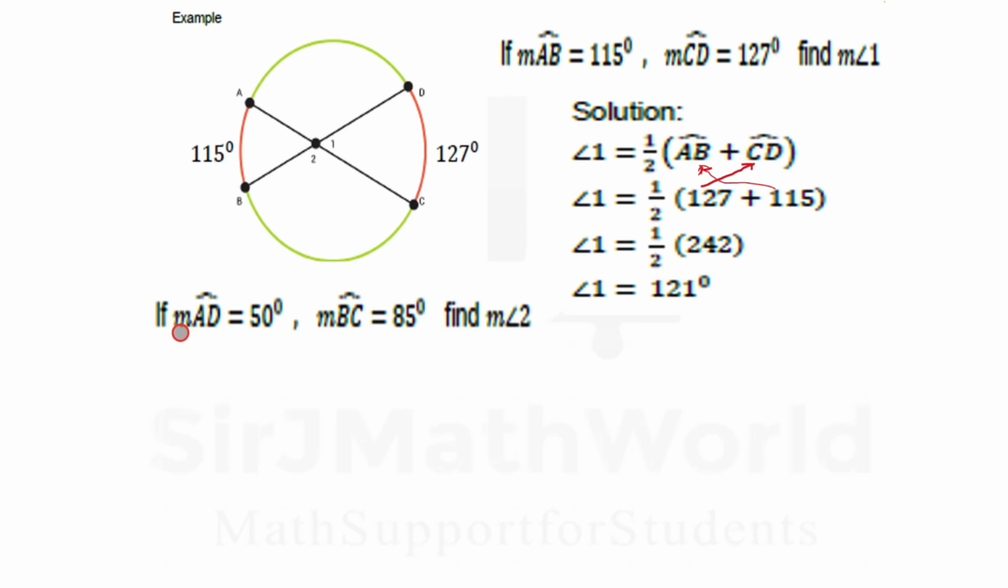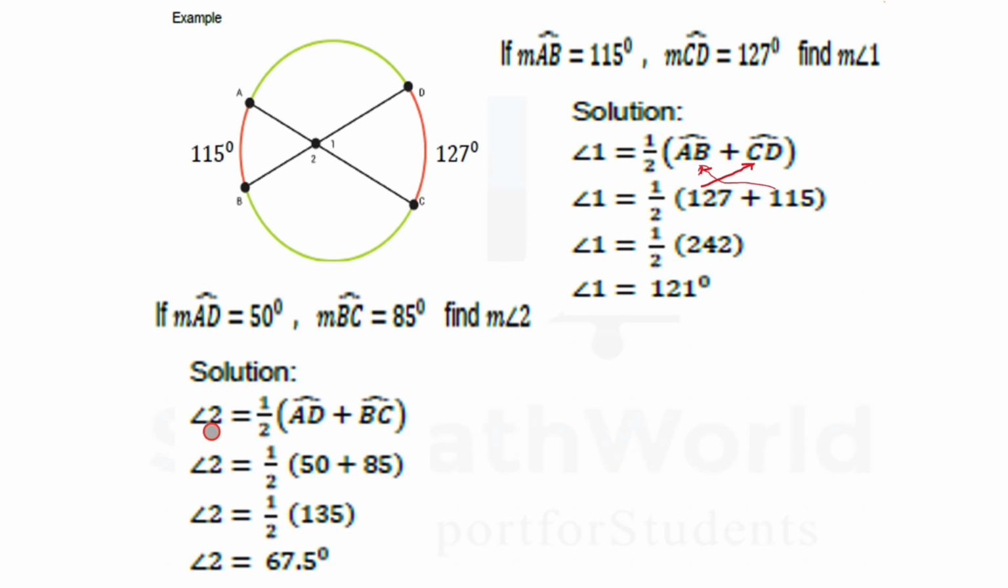Next situation is if the measure of arc AD, so ito yung arc AD, is 50 degrees and the measure of the arc BC, so ito siya, which is 85, then find for the measure of angle 2. So, ito naman hinahanap natin, the angle 2. Solution: angle 2 is equal to 1/2 of AD plus BC, or BC plus AD, pwede naman sila magkapalit. So, AD is 50 degrees and BC is 85. Then, 50 plus 85 is equal to 125 multiplied by 1/2 or divided by 2. So, magkakaroon tayo ng 67.5 as the measure of the angle 2.